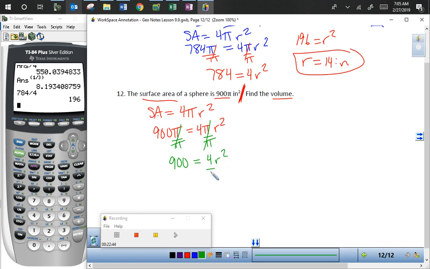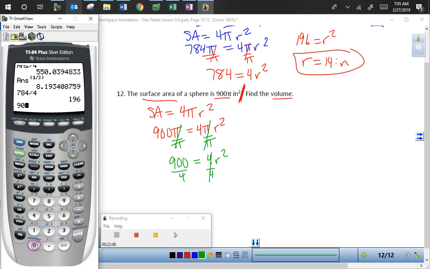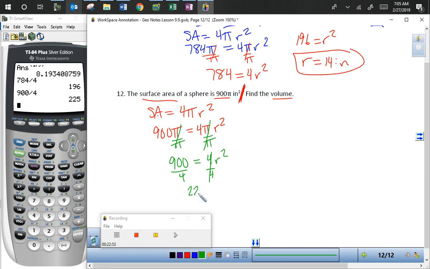Next, we'll divide by 4 on both sides. So 900 divided by 4 gives us 225 equals r squared. And hopefully you know that one as well. It's one of our perfect squares that we learned. So the square root of 225 is 15, and then our label is inches. Again, we have to take care of the second half though. We're not quite done. We want to find the volume using this radius.